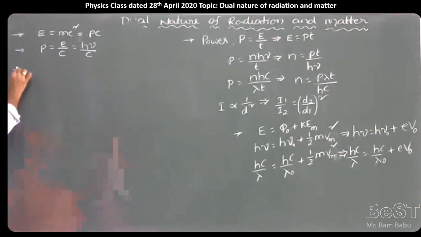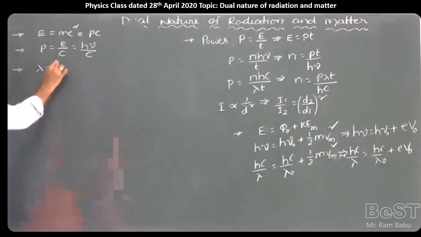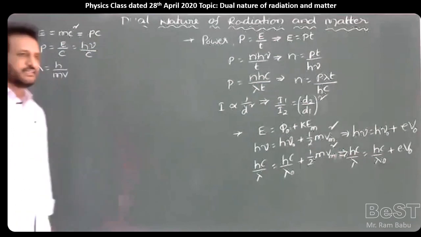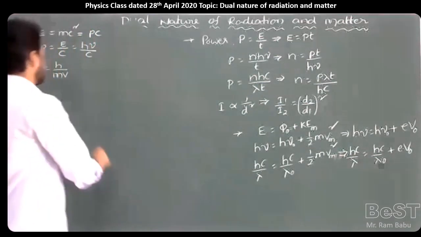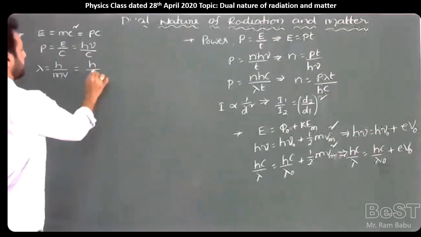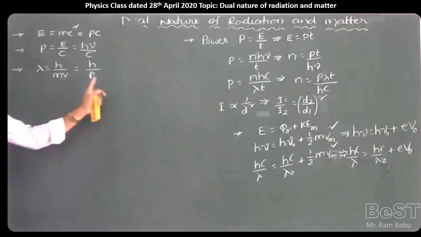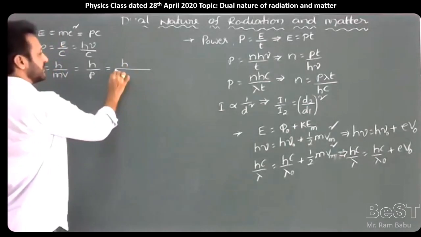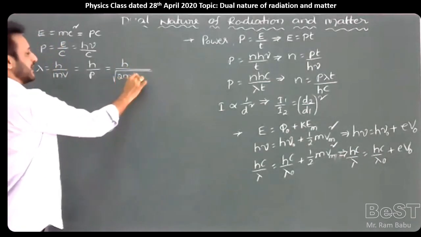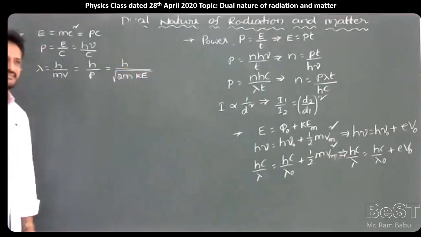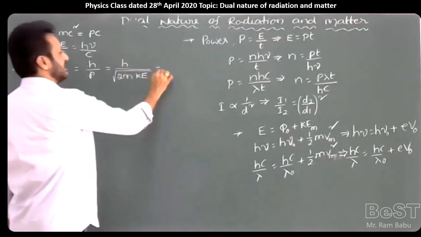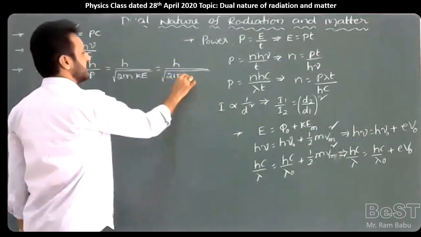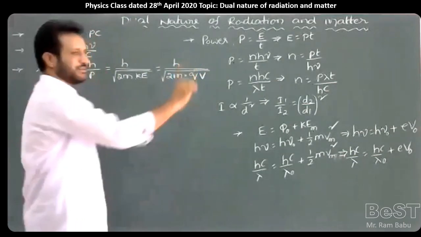Next, from the second part, the de Broglie wavelength. Lambda is equal to h by mv, the formula for a particle. For a photon, mc should be written, which is equal to h by p; also, we can write mass into velocity equal to momentum. That is equal to h by momentum, which is h by the square root of 2m into kinetic energy of the particle, KE, which is equal to h by the square root of 2m into QV, charge into potential difference.